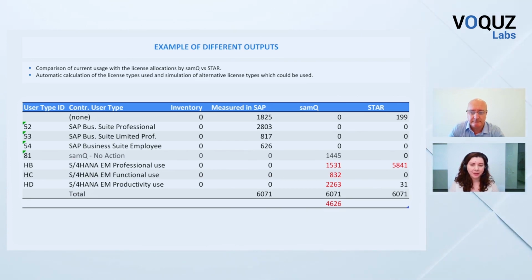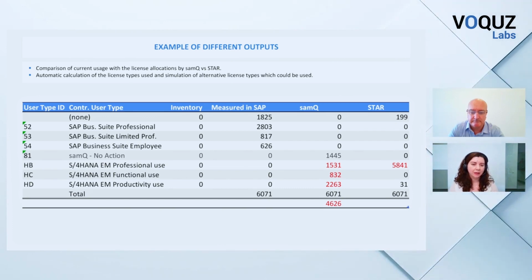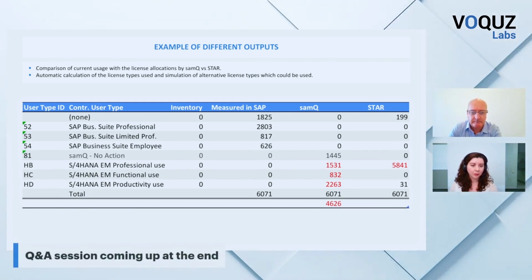So we have license types. In the column measured in SAP, you will see the licenses that the customer assigned to their users in their landscape. You can see there they have an ECC licensing model. We then have a column called SAMQ, which would reflect the license SAMQ would recommend per user, or in this scenario, converting from S4 price list, and then the output from STAR. The customer also ran STAR.